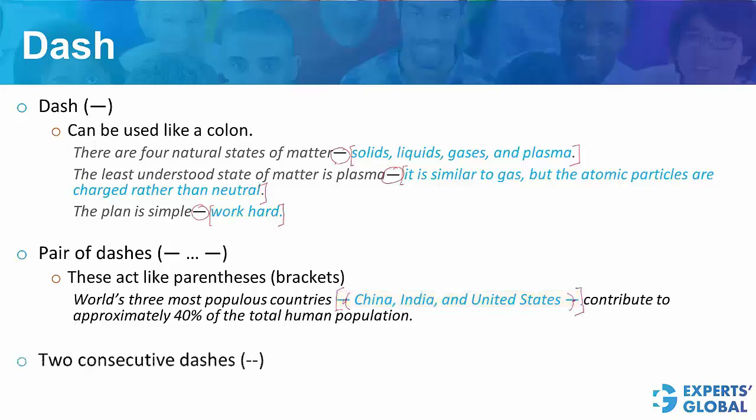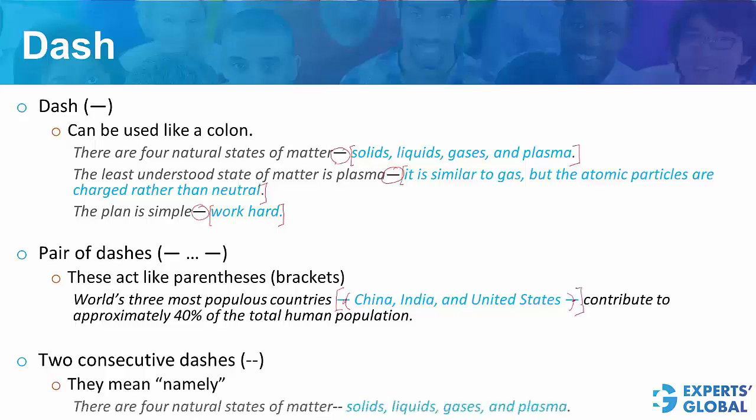Now, last 2 consecutive dashes. Any idea what this is? This simply means namely. So, when you see 2 consecutive dashes in a sentence, just ask yourself whether replacing the dashes with namely would lead to a proper sentence. Look at this example here. There are 4 natural states of matter, namely solids, liquids, gases, and plasma. The sentence makes sense, and therefore the usage is correct.